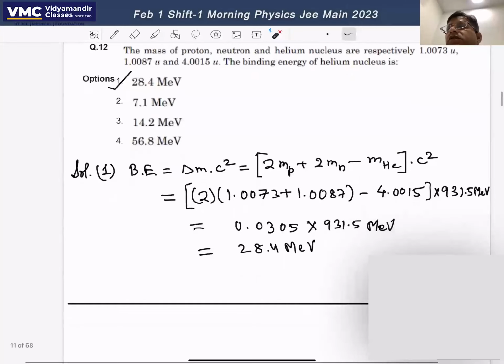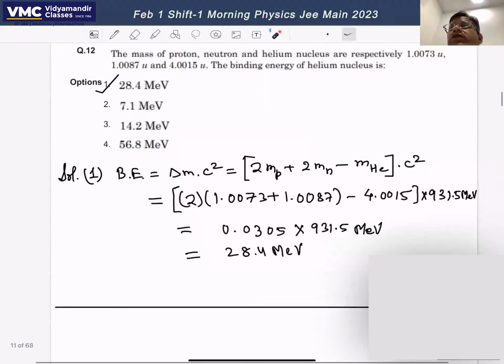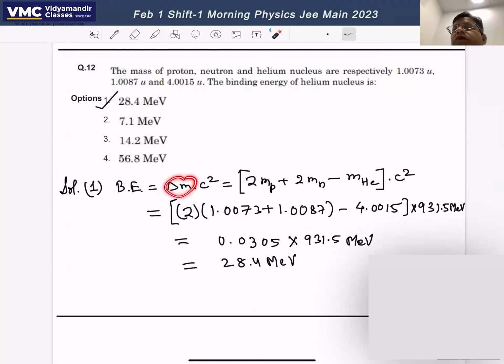For binding energy, we know that there is some mass defect, say delta m, multiplied by the speed of light squared, that gives the binding energy. Mass defect depends on the mass of the constituent particles, say proton and neutron, and the mass of the product, which is the helium nucleus. We see that 2 protons and 2 neutrons merge together to become the nucleus of helium.